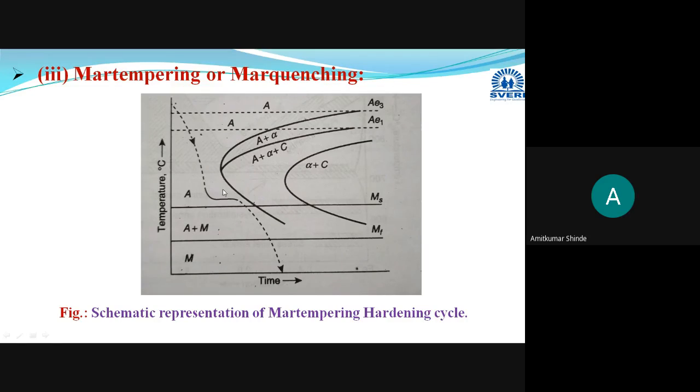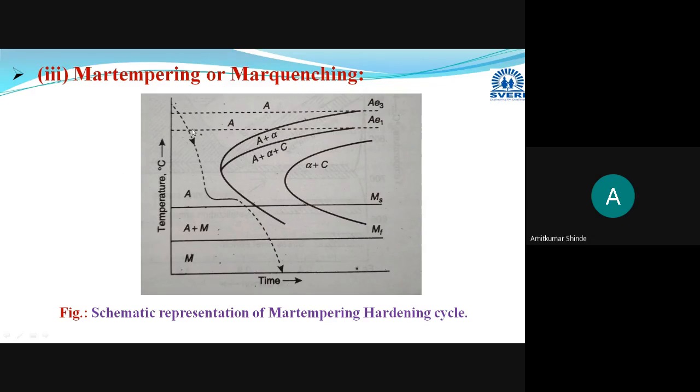Just below the nose temperature and just above the Ms temperature, we are holding that steel component at a constant temperature for a definite period of time. Due to it, you end up with the tempering of that martensite. What is the meaning of tempering of martensite? Here martensite will appear granular in nature. At the end you will get the tempered martensite, that is, martensite present in granular shape.